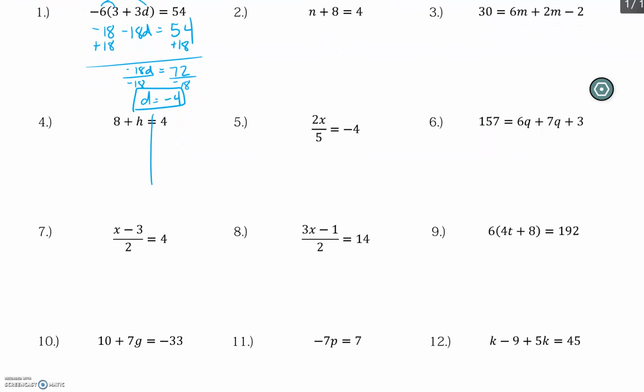Alright, number 4. Is there anything to simplify? No, so we're going to start solving. So we need to get h by itself. Well, right now 8 is on the left-hand side with h, so we need to move 8. 8 is positive, so we will be subtracting 8 from both sides. And h equals -4.